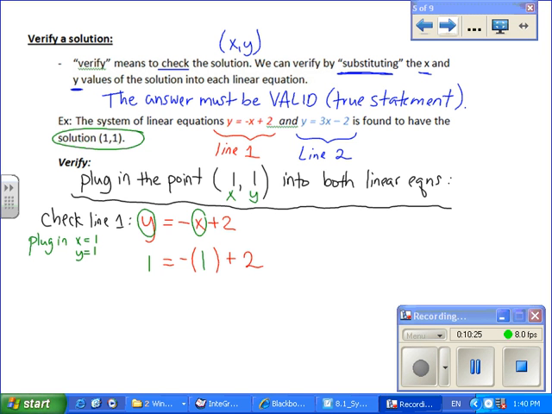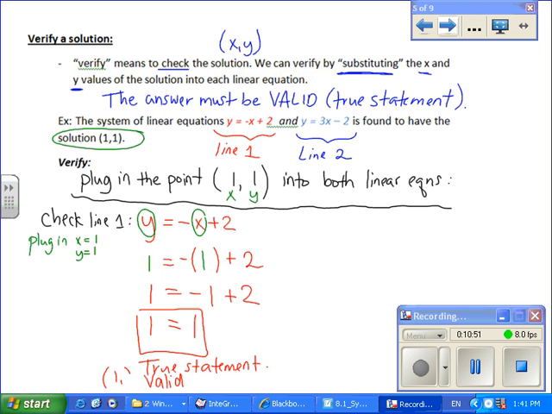Now if I simplify the math, I have 1 is equal to negative 1 plus 2. Let's simplify the right-hand side. Negative 1 plus 2 is equal to positive 1. This is a true statement. In other words, this is a valid solution. So (1, 1) is a valid solution to my first line, or to equation 1. I'm going to do the exact same thing for line 2.